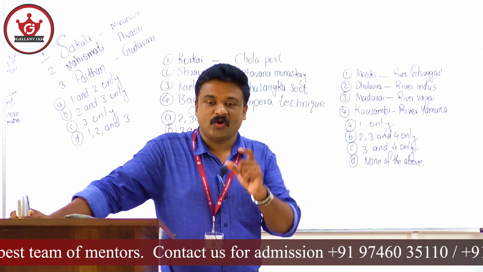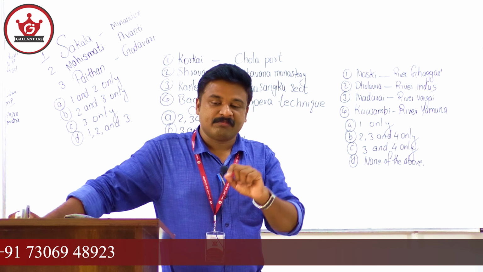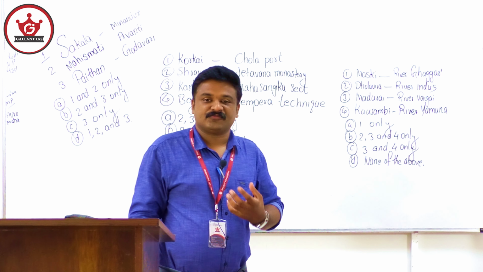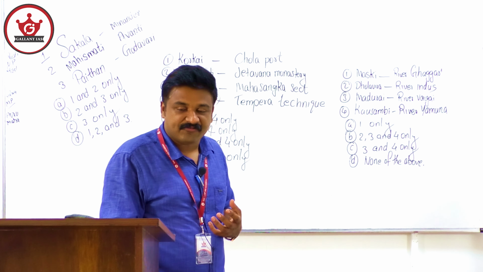Some sites are marked on the political map of India. Clues are given below. Based on the clues, you have to identify the site and write a short description. And it carries 50 marks very easily. If you cover all those sites, you can easily score that 50 marks.